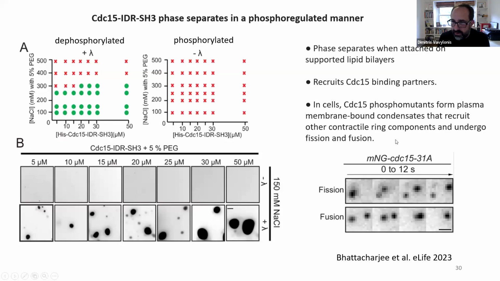And these phase separation properties are also seen in cells, where expressing a protein that cannot be phosphorylated forms aggregates on the membrane of the cell, and they seem to fuse in live cell images.